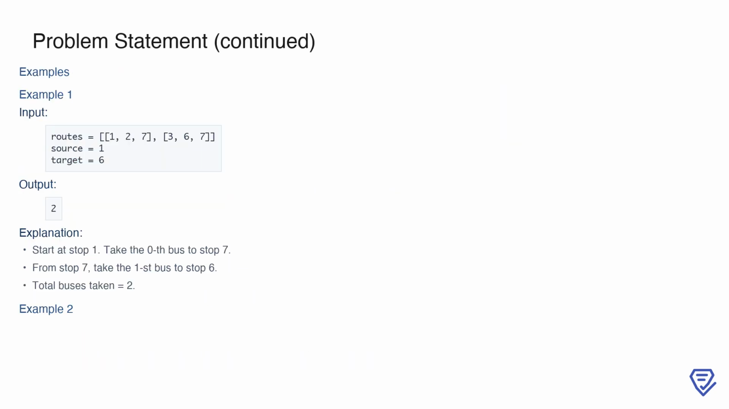To better understand the problem, let's look at an example. Suppose we have routes equals [[1, 2, 7], [3, 6, 7]], source equals 1, and target equals 6. Here's how we would navigate. We start at bus stop 1. From there, we can take the 0th bus, which travels through stops 1, 2, and 7, to reach stop 7. From stop 7, we can then switch to the 1st bus, which travels through stops 3, 6, and 7, to reach stop 6. In total, we use 2 buses to get from stop 1 to stop 6. Therefore, the output is 2.